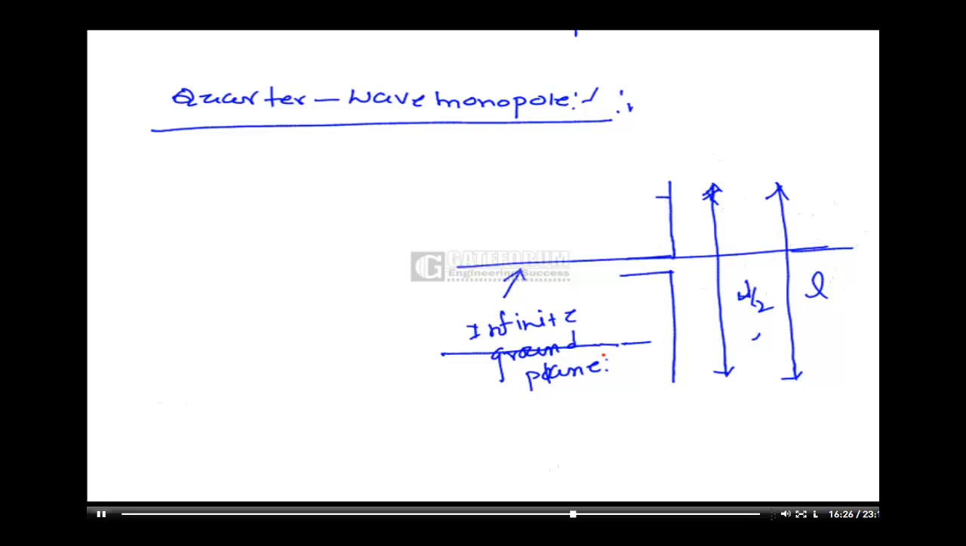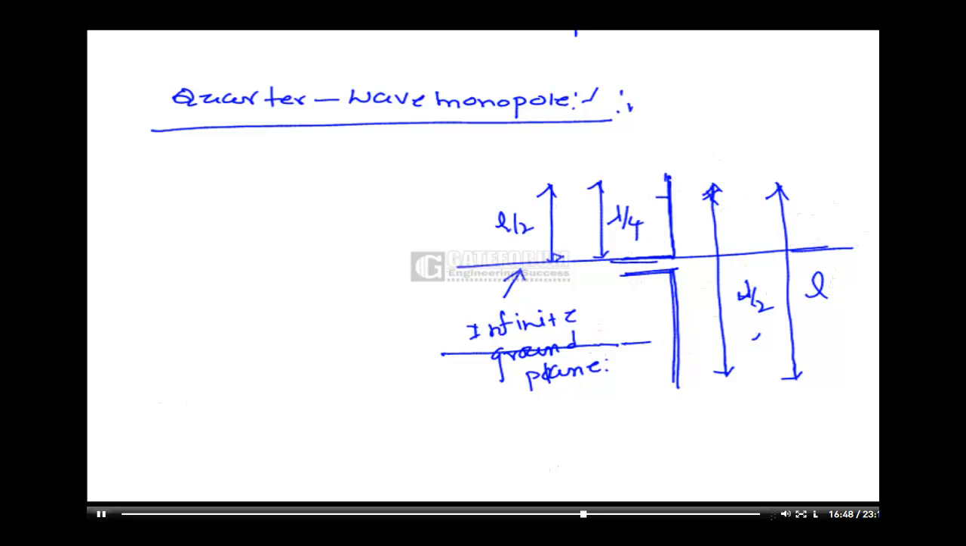Here a monopole is considered. Monopole means only one pole; dipole means two poles. This is one pole, this is another pole. For a monopole I have to consider only one. So this is lambda by 4, nothing but L by 2.